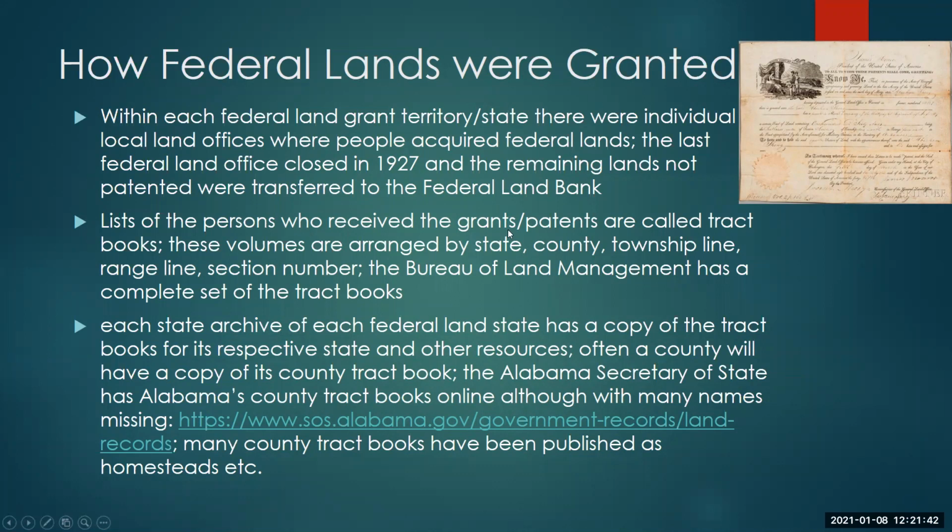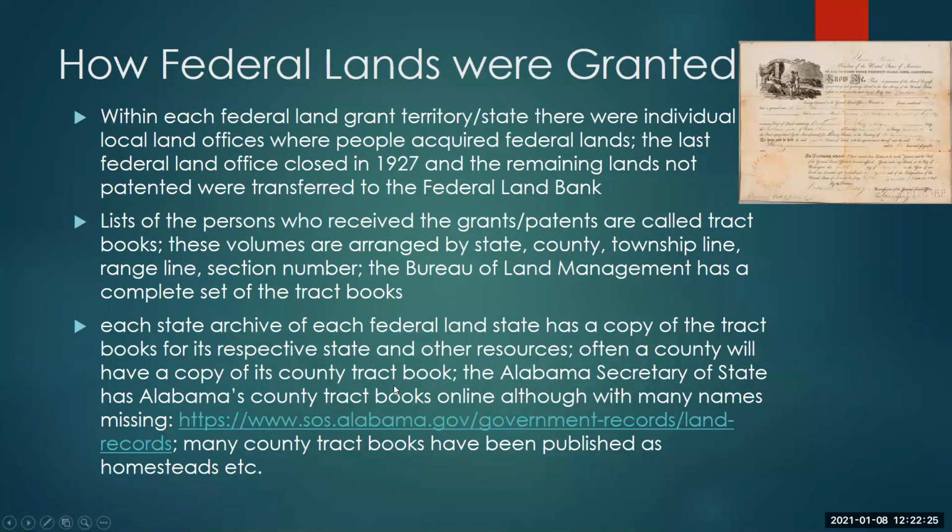The list of persons who received the land grants and patents are called tract books. Tract books are arranged by state, county, township line, range line, section number. The Bureau of Land Management has a complete set of these tract books, and it's a good thing to get a copy of what they have because, as I say, notes were made on the maps and in the tract books. Each state archives of each federal land state has a copy of the tract books for its respective state and often other resources. Often a county will have a copy of its county tract book.